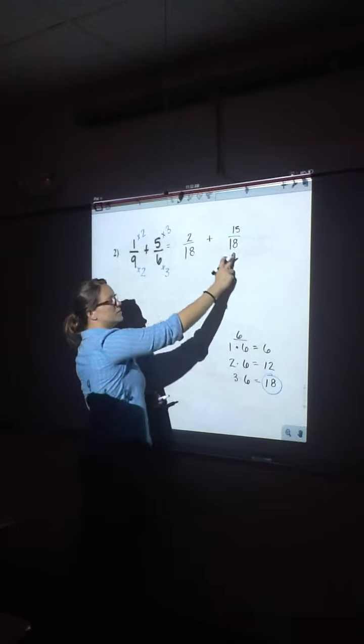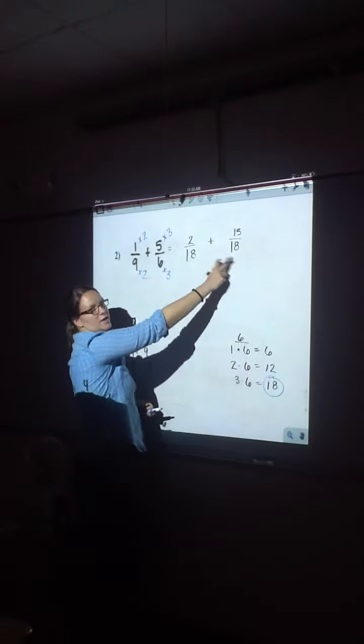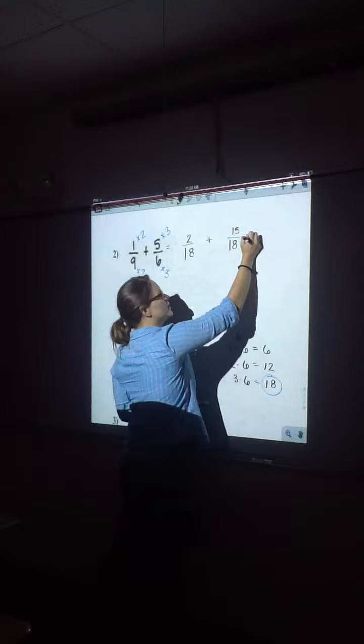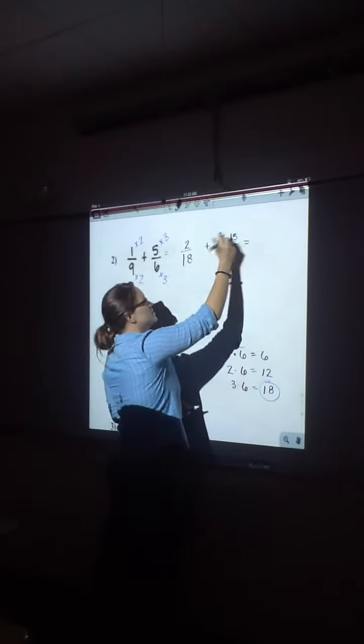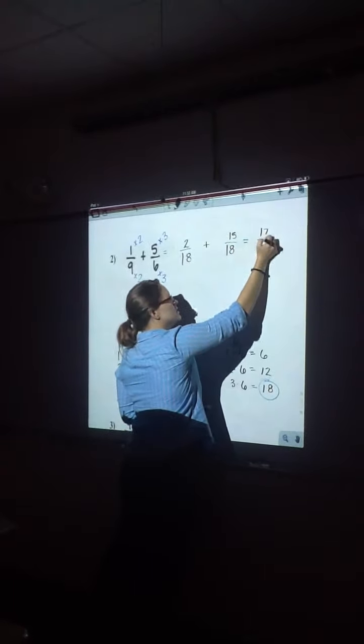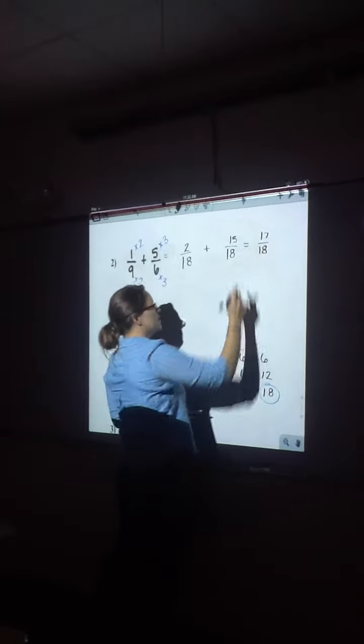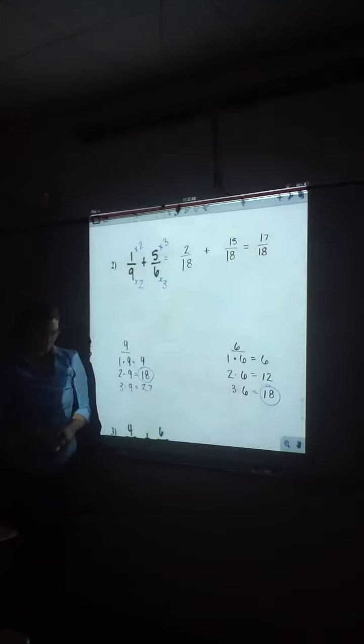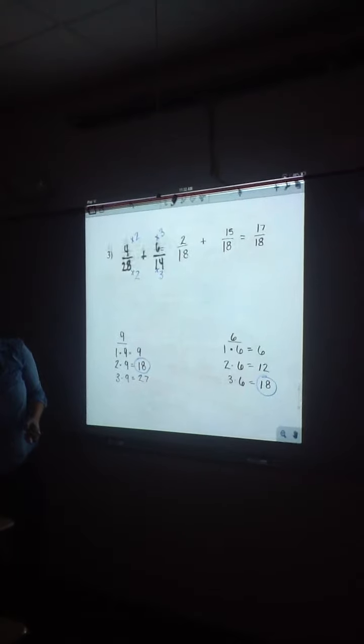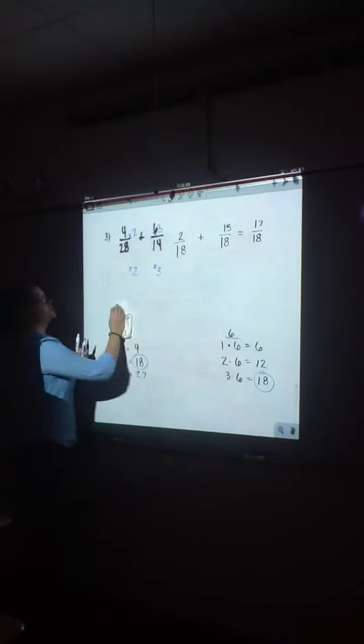So now I have 2 fractions with a common denominator, and I can add them. I'll just add right across the top. 2 plus 15 is 17. And leave that denominator 18. Okay, one last example.